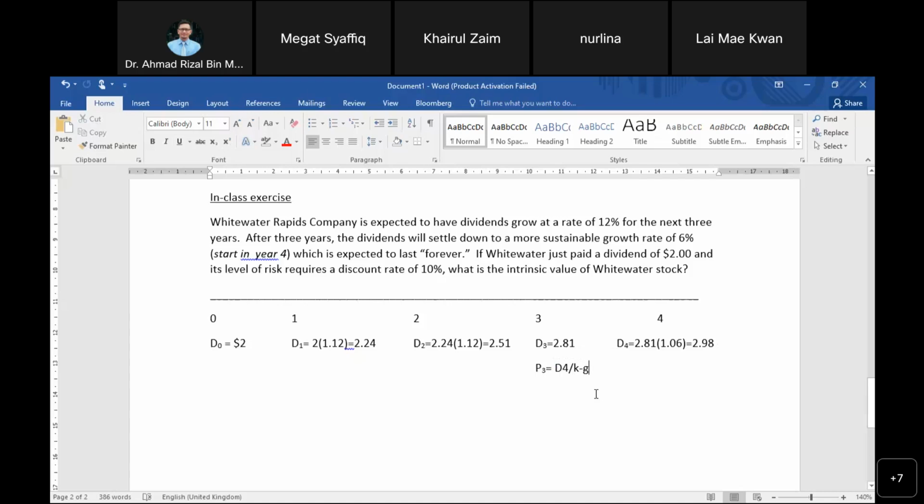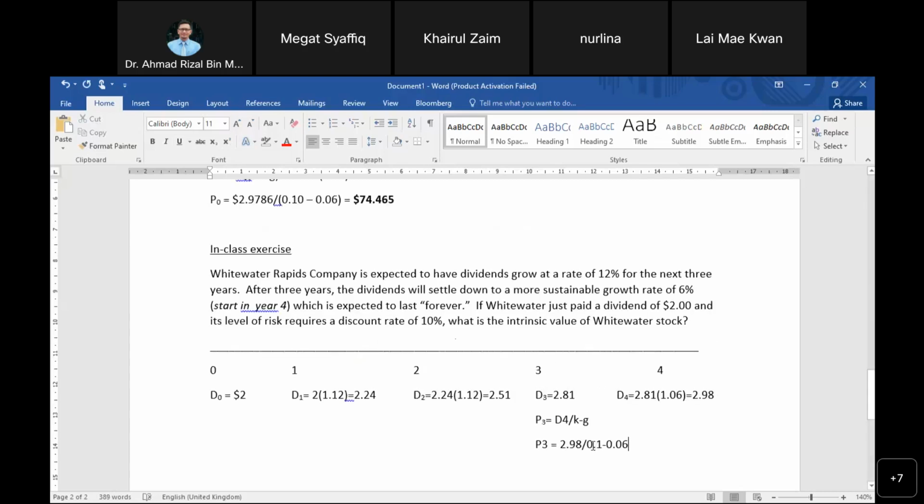So utilizing this, our P3 would be D4, which is 2.98, divided by your K, which is 10%, minus your G, which is 0.06. So it's basically 2.98 divided by 0.04. In this case, your P3 would be 2.98 divided by 0.04, which is 74.5.